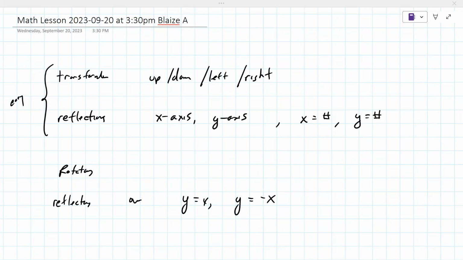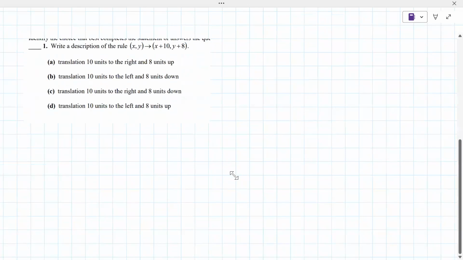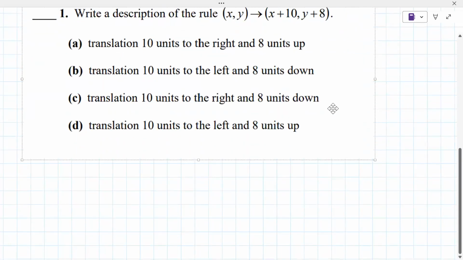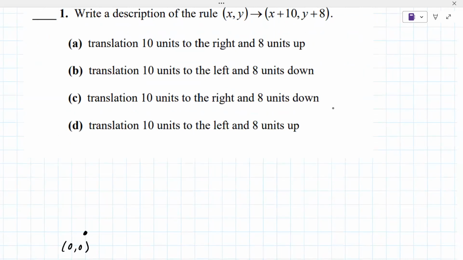'Cause I think the best way to do it is just look at some problems here. All right, so let's just try a couple of these multiple choice questions just to see if there's some familiarity. So it says write a description of the rule xy becomes x plus 10 and y plus 8. So let's just pick a point. Let's just say you're even starting at 0, 0.